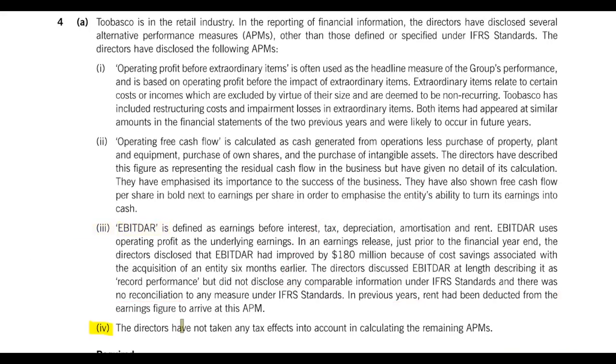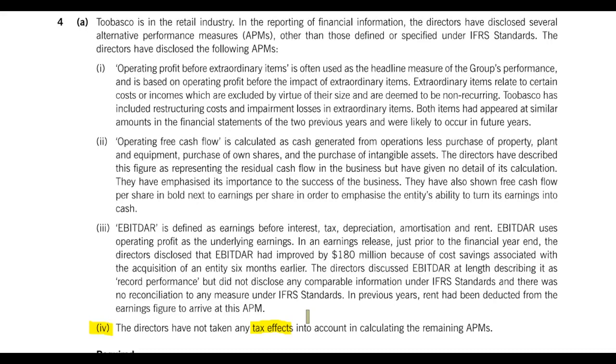Finally, for part A, part 4, it says the directors have not taken any tax effects into account. Surely stakeholders and investors, if they're looking at profit, want to have a look at a post-tax profit. So a fairer presentation would be to look at these adjustments post-tax.